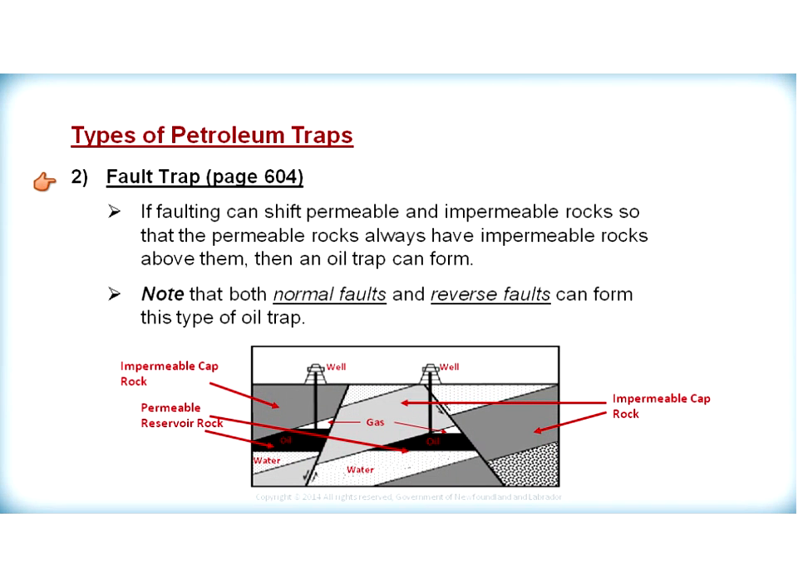The second type of trap is called a fault trap. Information on fault traps can also be found on page 604 in the textbook. Faulting can shift permeable and impermeable rocks so that the permeable rocks always have impermeable rocks above them, and then oil can get trapped. Note that both normal faults and reverse faults can form this type of oil trap. In the diagram below, we see that both a normal fault and a reverse fault can form a fault trap, where it traps oil and gas.